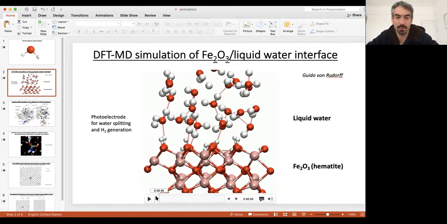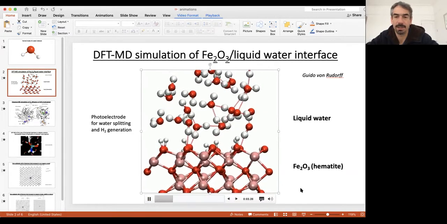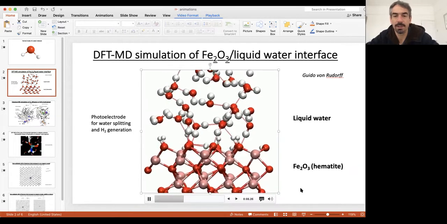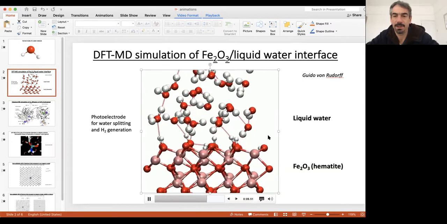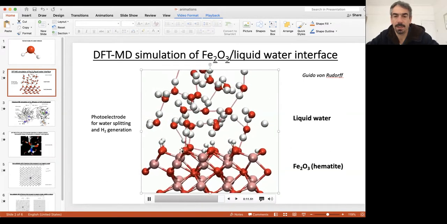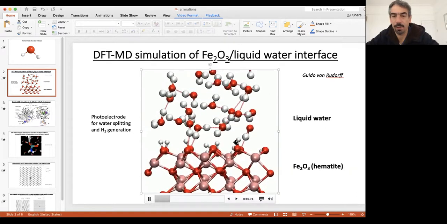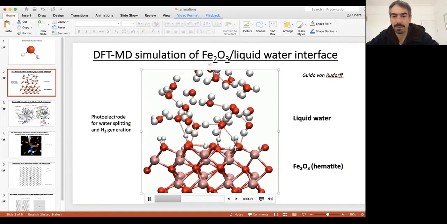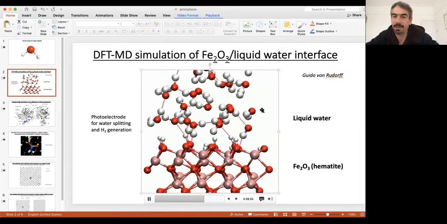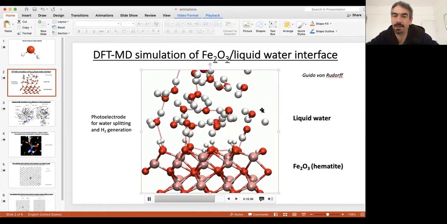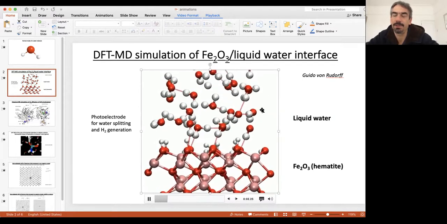So here's just a movie of an ab initio molecular dynamics simulation, and it's quite a short movie. As you can see here, these are the water molecules. Here's the hematite that is terminated with an OH bond. And what's done in that movie is exactly what we have discussed, using actually that CP2K code that I've just advertised.